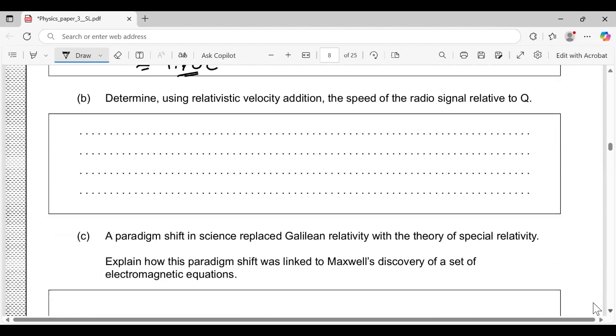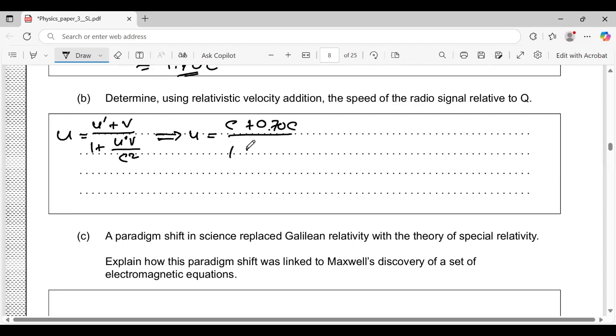Determine, using relativistic velocity addition, the speed of the radio signal relative to Q. We need to use the relativistic velocity addition formula: u equals (u_x' plus v_P) over (1 plus u_x' v_P over c squared). So u equals, with u_x' being c, c plus 0.70c.